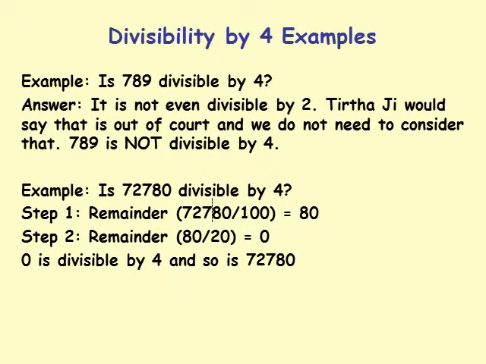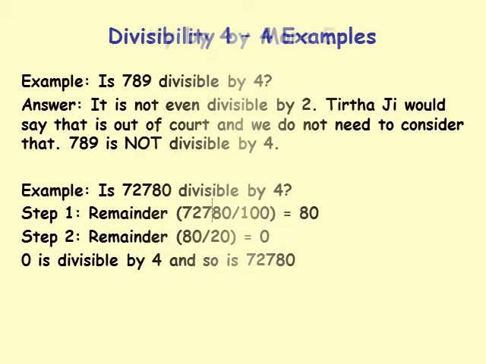Let's continue. The remainder of 80 divided by 20 is 0. If you divide 80 by 20, the remainder is 0, and 0 is divisible by any number. 0 is divisible by 4, and so is 72780. So 72780 is divisible by 4 because 0 is divisible by 4, as 0 is our last remainder.